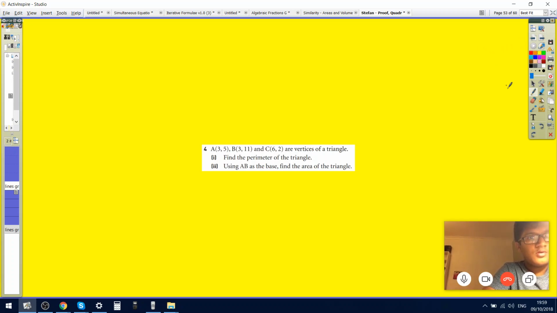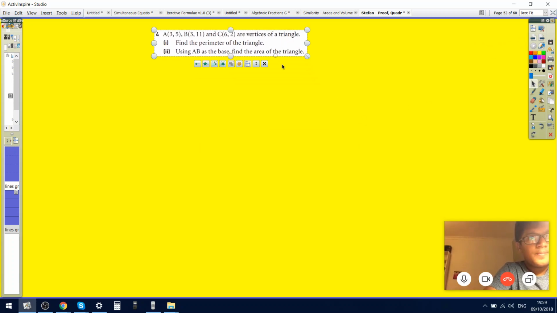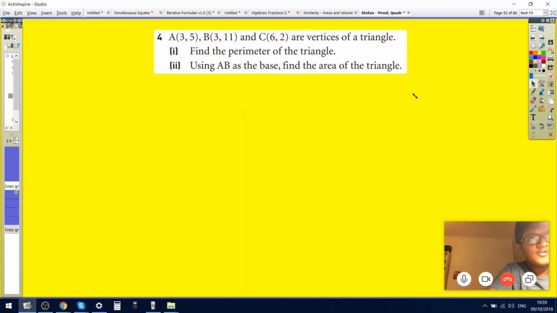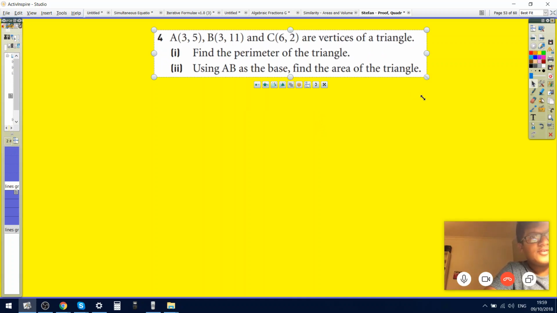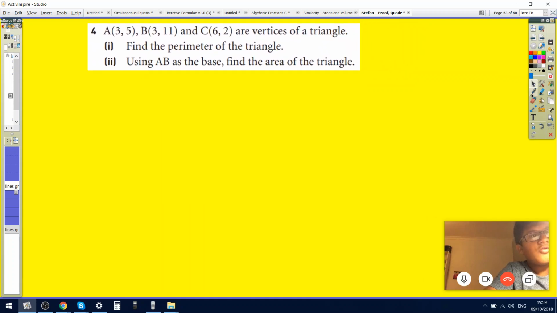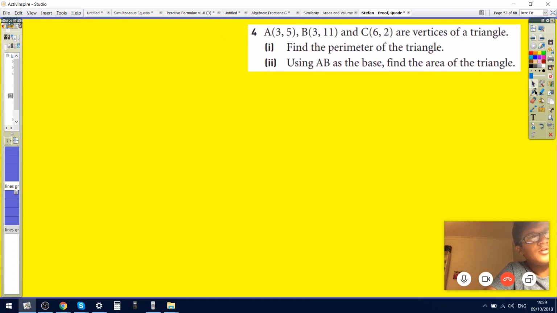Find the perimeter. How would you find the perimeter of a triangle? You find all three lengths and just add them up. So the length would basically be the gradients of AB, BC, and CA. No, length. Oh, right. Pythagoras again. Yes, you use Pythagoras to get the length of a line segment. So Pythagoras for all three sides, and then add your three answers. So you might get something like that, and then you would have to add all three up.